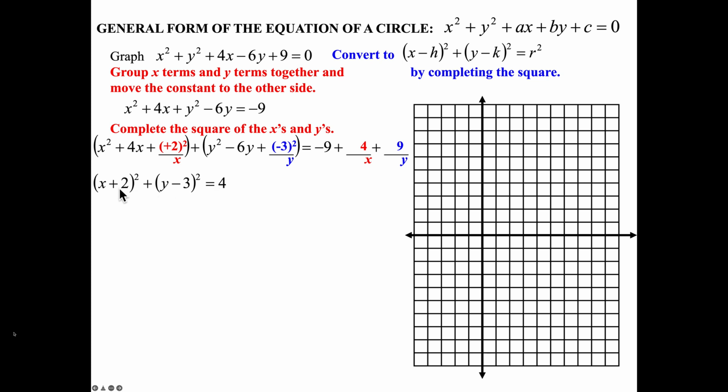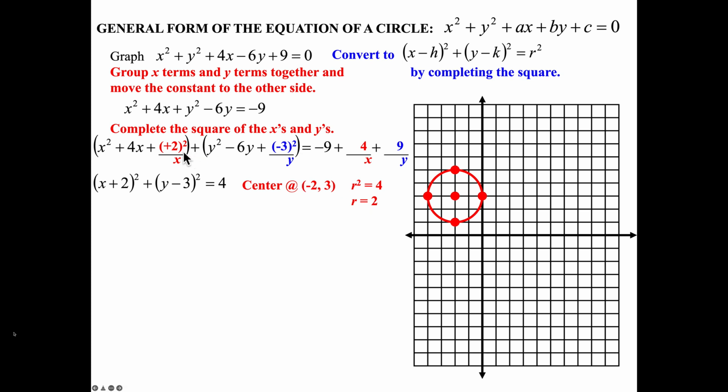Time to graph. Center: find the x, change the sign, negative 2. Find the y, change the sign, positive 3, plot it. Negative 2, positive 3. 4, careful now, that's not the radius, that's r squared. You have to take the square root of 4, which is 2. This is going to be a small circle. 2 to the right, 2 to the left, up 2, down 2. Draw your best circle.